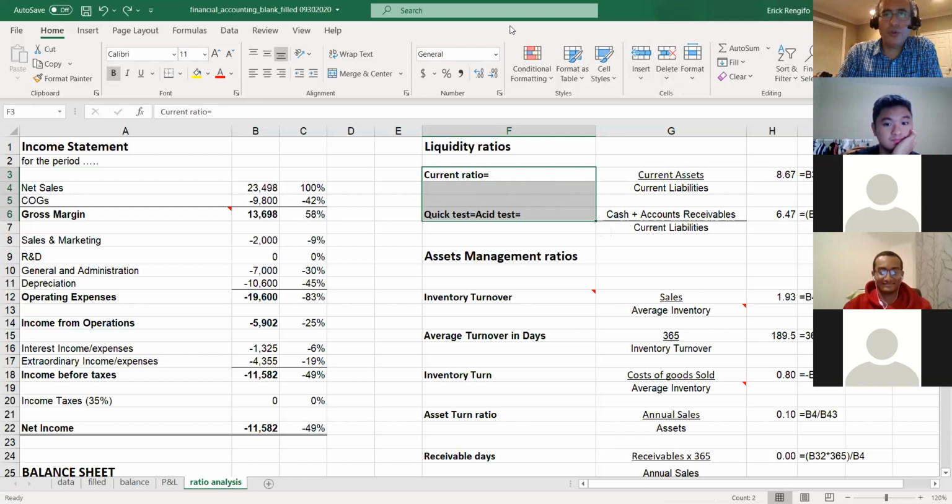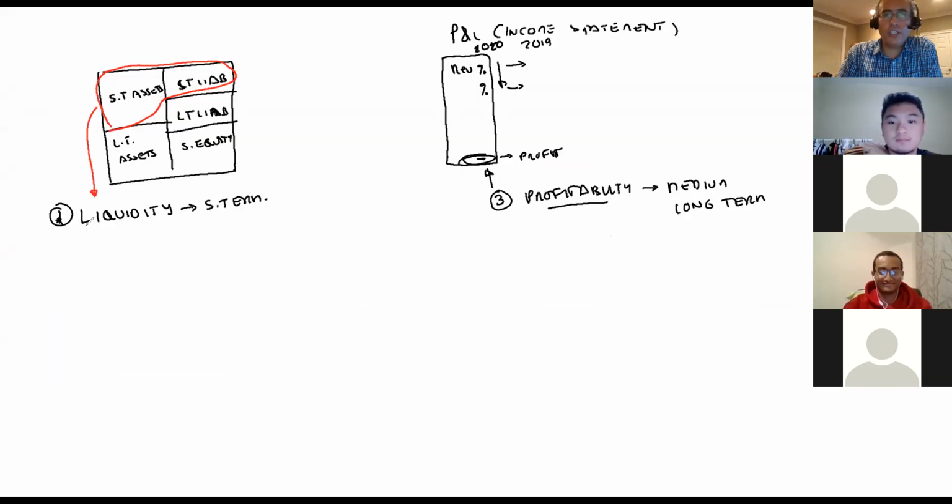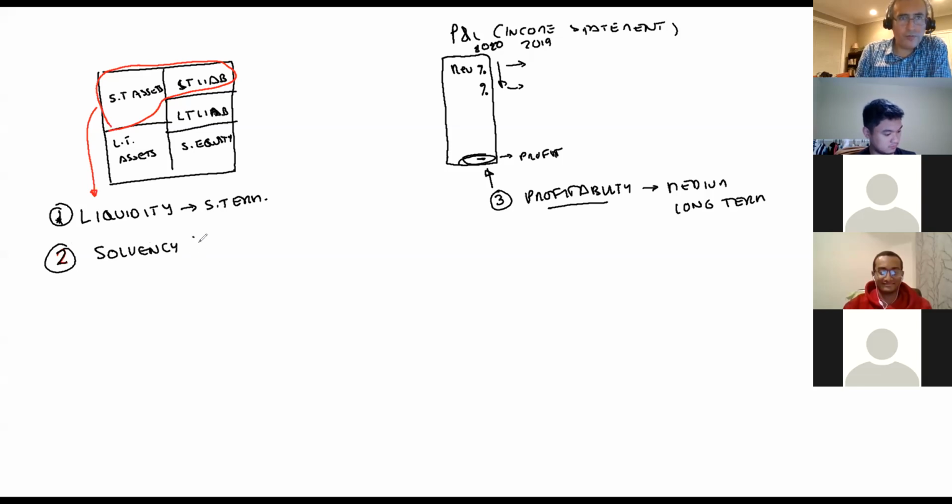So now let's go to another one. Liquidity is the first one that is really important. The second one, guys, that we are going to analyze is called solvency, also called leverage ratios.